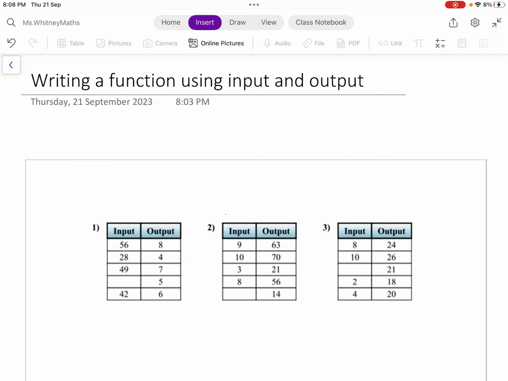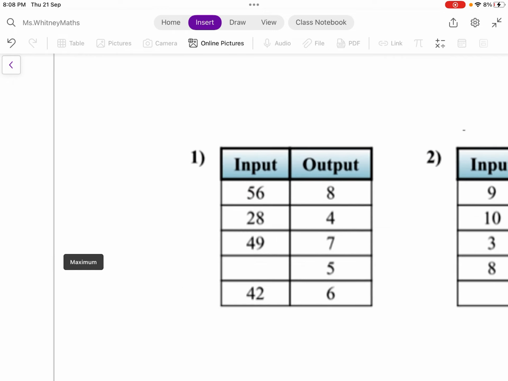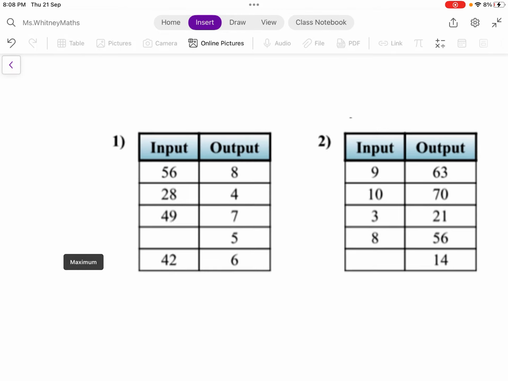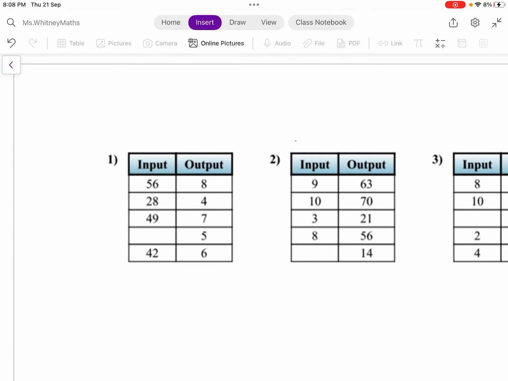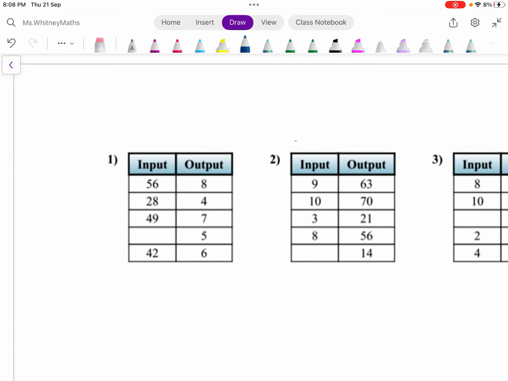Okay, we're going to have a look at writing a function using the input and the output. So let's have a little look at our first example on question 1. What we want to think about is a function is something to do with our input x to give us our output. Sometimes this is called y, sometimes this is called function of x, sometimes it can be called something else. So I'm going to use function of x today to get us used to using that notation.